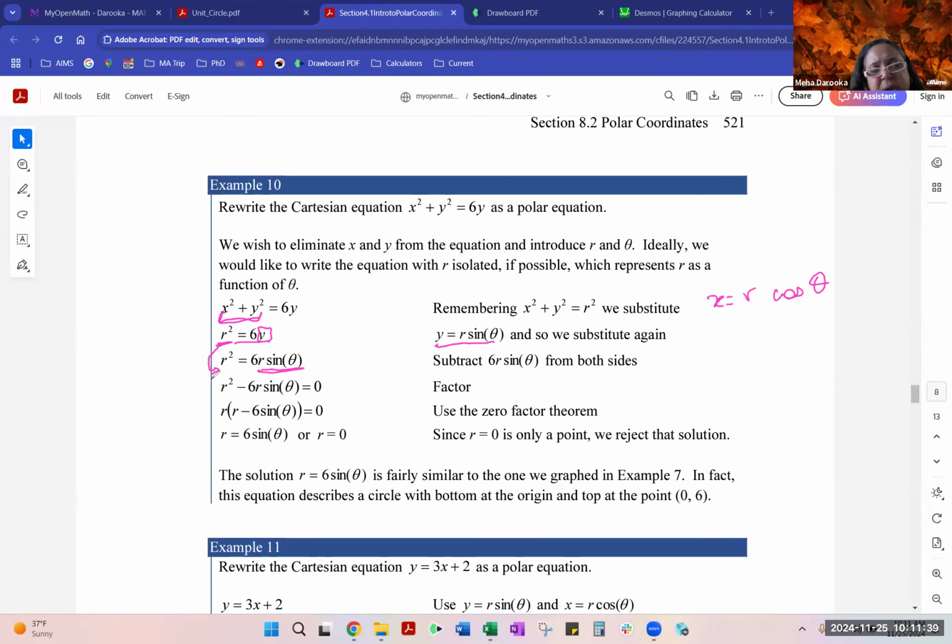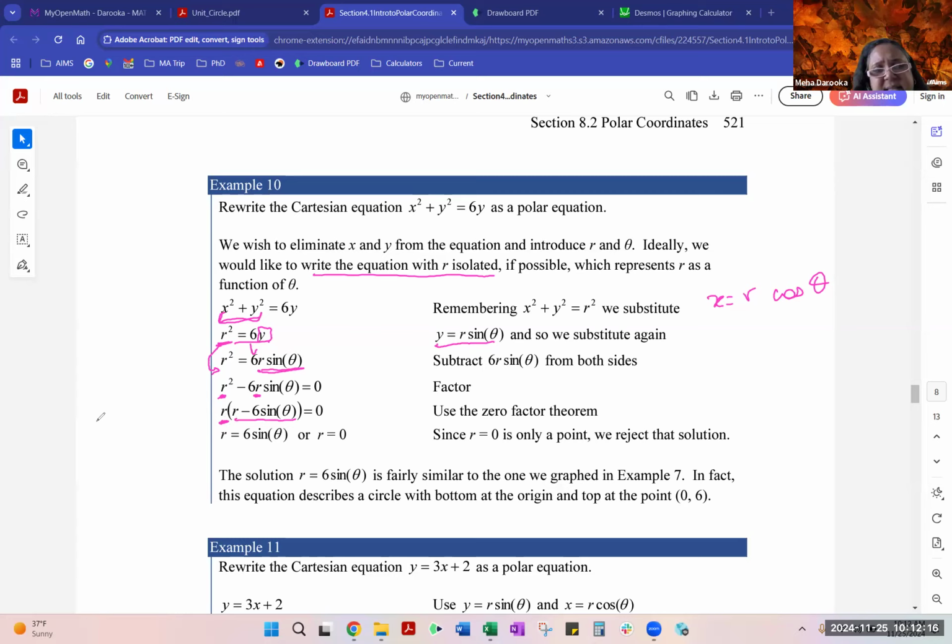So of course you will see r squared comes down as it is, 6 comes down as it is. So it's only the y which is getting substituted with r times sine theta. And then, like we said, we want to try and isolate the r variable. So we start by subtracting 6r sine theta to the left-hand side. Since you have r and r common here, we're taking r as a greatest common factor and factoring it out. So you end up with r times parentheses r minus 6 sine theta.